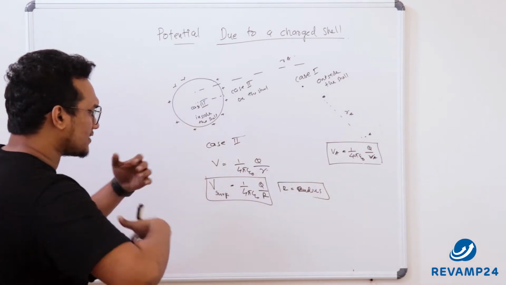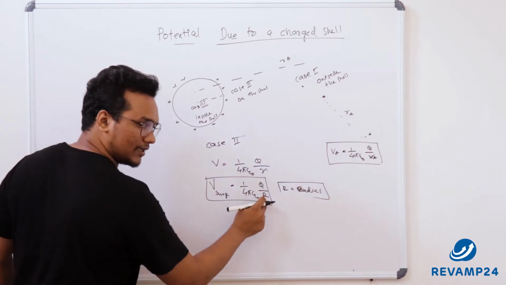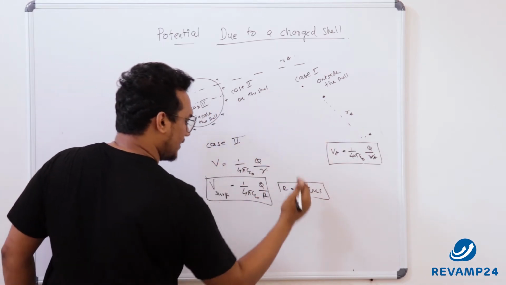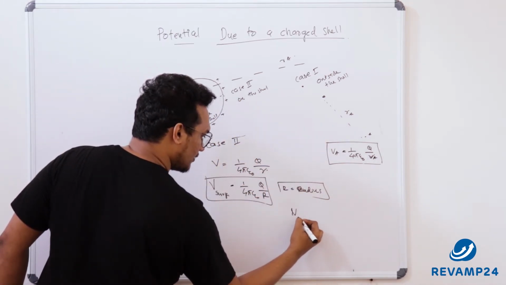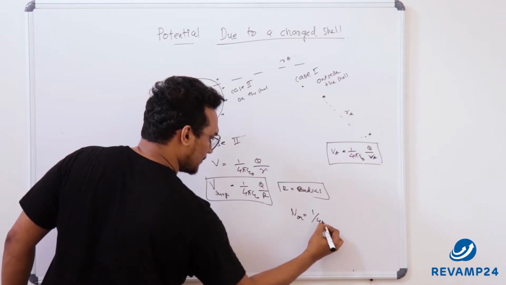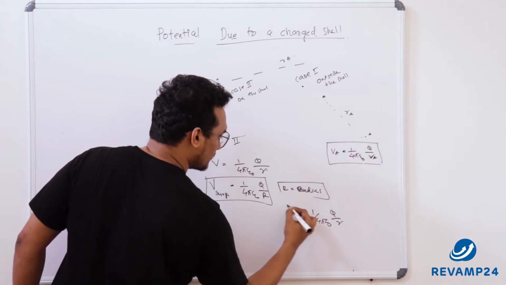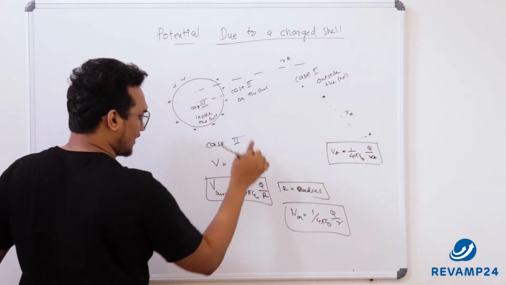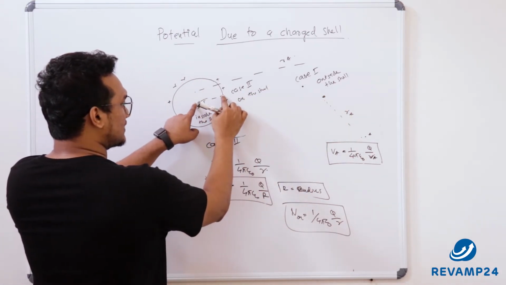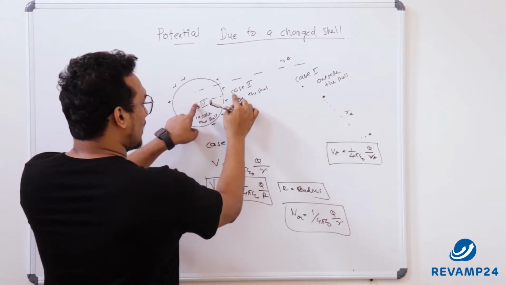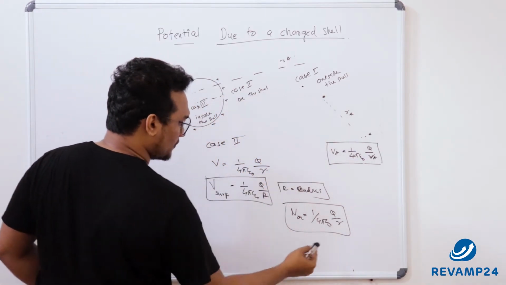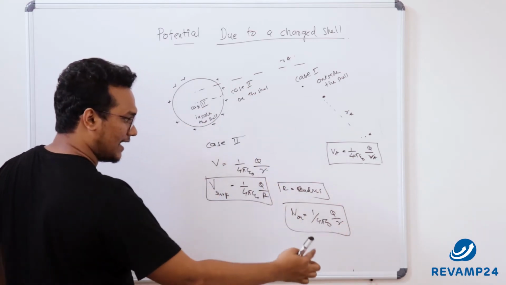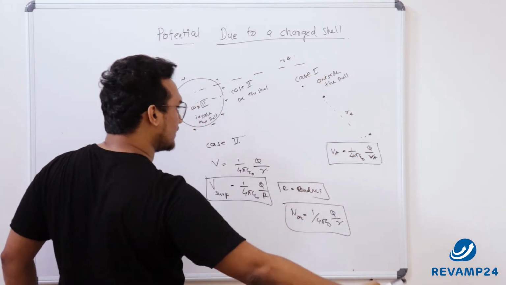Now how does this vary? This is the equation at the surface. Now when we go outside, the equation becomes V outside is equal to 1 by 4 pi epsilon 0 q by r. From the surface, when we go outside, at the surface the value of r is less. When we go outside, the value of r increases, right? Which means this decreases, which means potential decreases. As r increases, potential decreases.